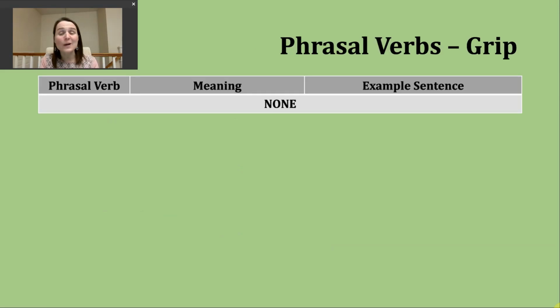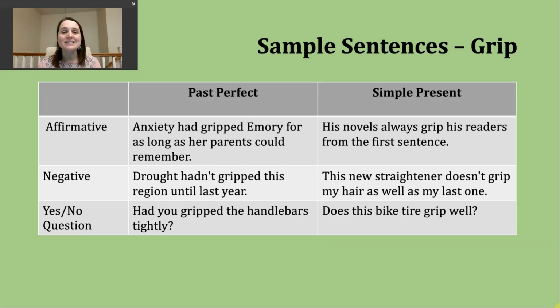Now, there aren't any phrasal verbs that we need to study, so instead, we can focus on making a few different sample sentences in different verb tenses. Today, we'll practice the past perfect and the simple present. We'll start with the past perfect. We use this verb tense when we want to note that a particular action occurred before some other action or before a certain point in time.